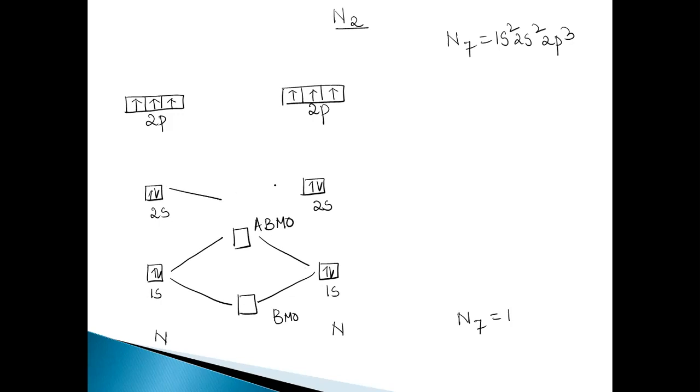This is also resulting in the formation of 2 orbitals. One is higher in energy and one is lower in energy. This is BMO and this is ABMO. This is named as sigma because s-s linear combination results in the formation of sigma bond and sigma star. This is because of the combination of 1s, I'm writing it as 1s. And there are 4 electrons here. So 4 electrons will fill up these sigma 1s and sigma star 1s.